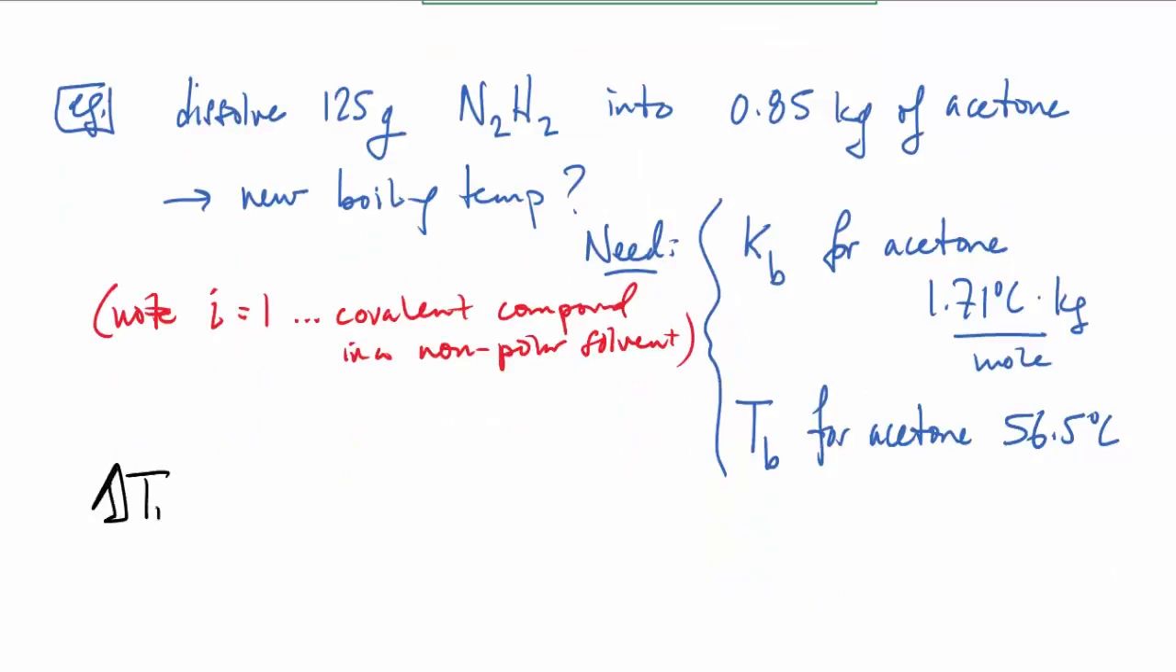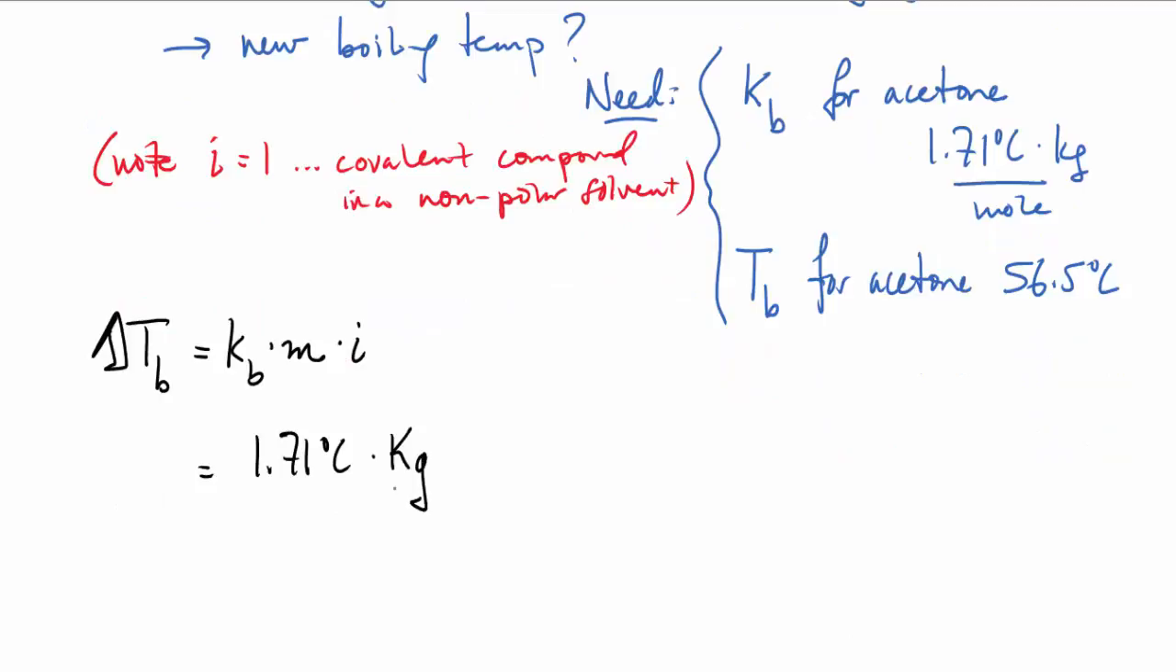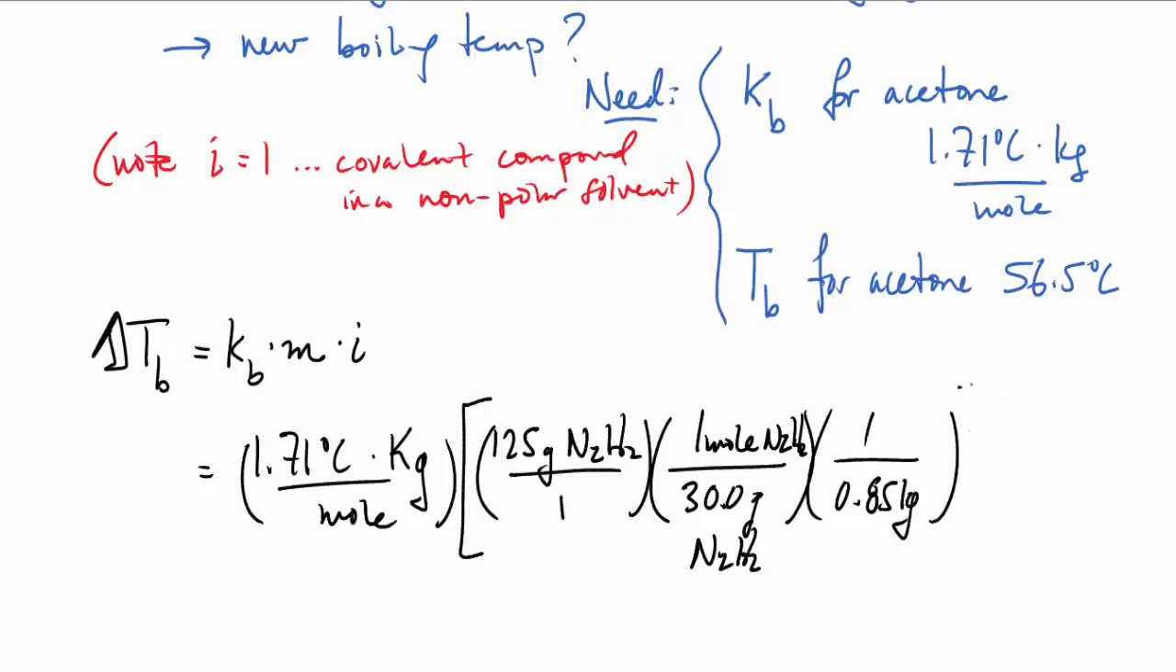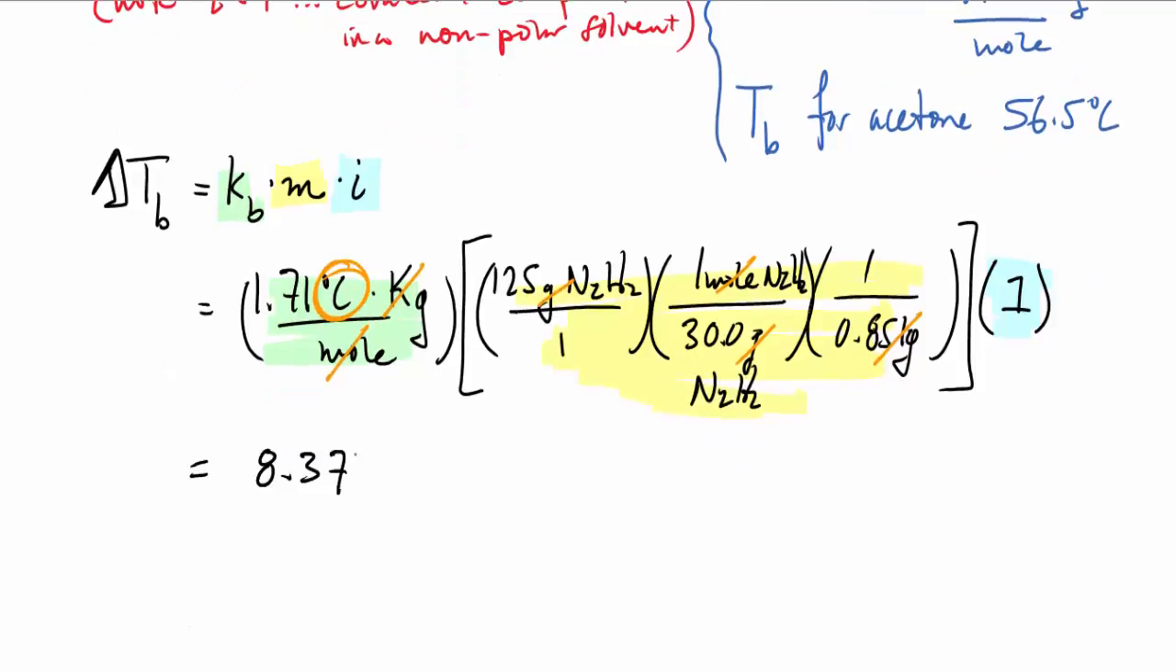And here we'll just write down the expression ΔT equals K times molality times van 't Hoff ratio. This is boiling, so it's ΔTb, Kb times molality times i. Putting in our values of Kb and now the molality, it's 125 grams divided by 30.0 grams per mole of N2H2 to get the moles here, and divided by 0.85 kilograms of acetone, and multiply here by the van 't Hoff ratio. So there we have the Kb, here we have the molality in yellow now, and finally in blue we have the van 't Hoff ratio. Checking all the units, and we see that this value is 8.37 degrees.